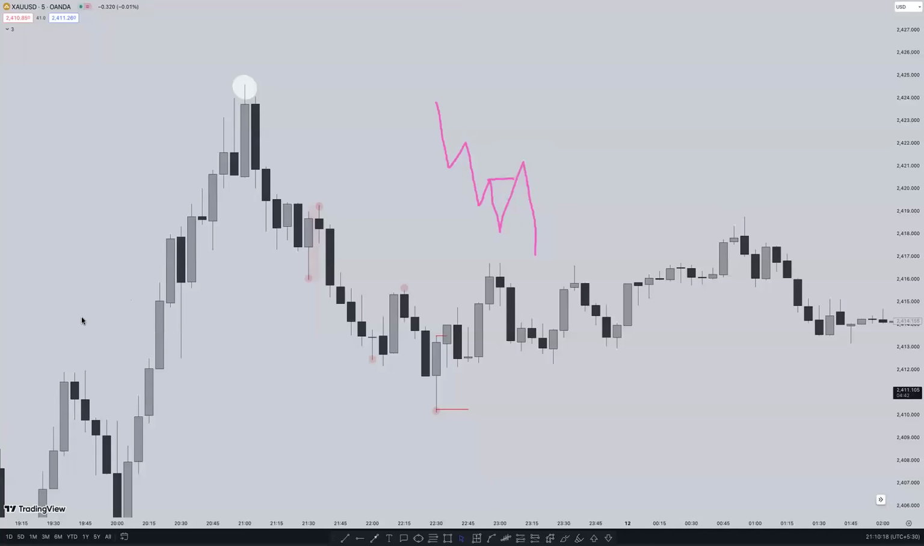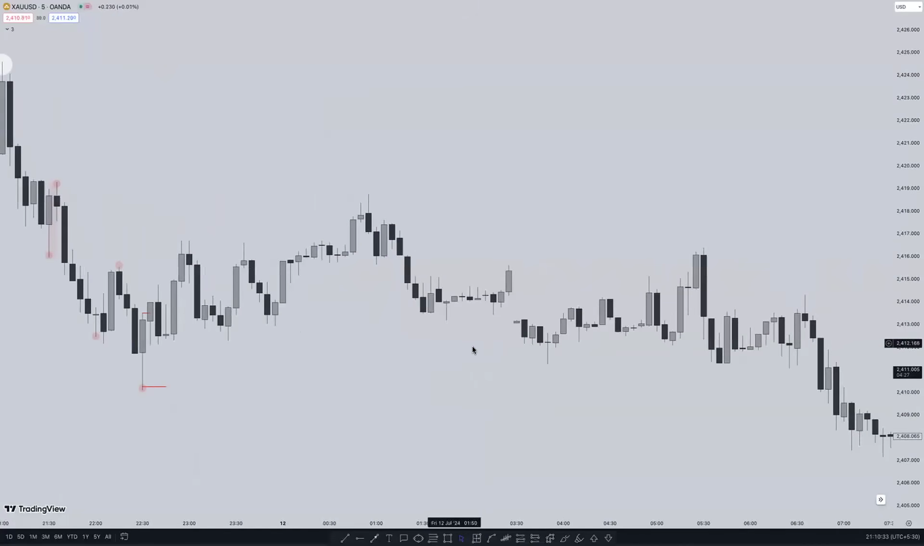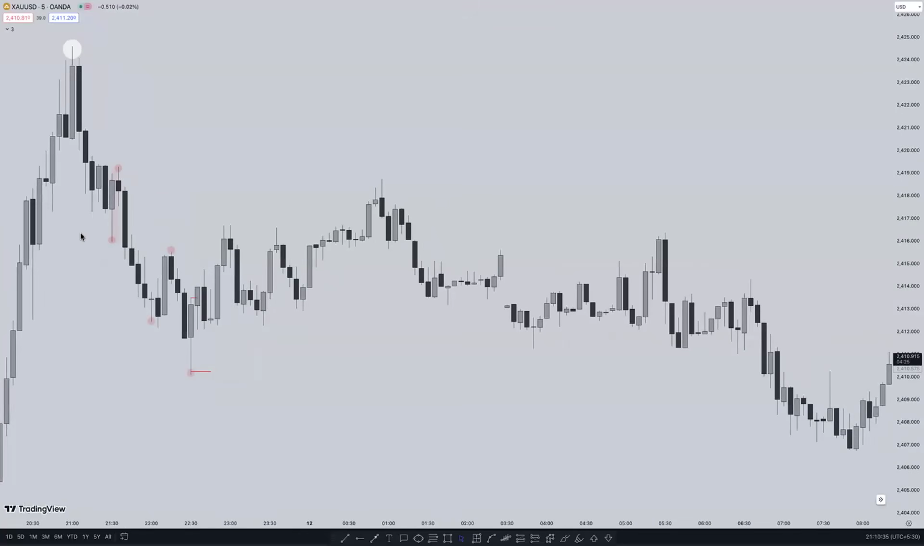Okay. I will show you exactly what I mean, everything. But you need to understand pullback identification. Pullback is a very simple topic. If the previous candle high or low is broken, that becomes a valid pullback. Okay. And here we can see multiple times the market breaks the previous candle's high or low. That becomes a valid pullback. You can see the market is bearish, breaks the previous candle high, pushes downside.